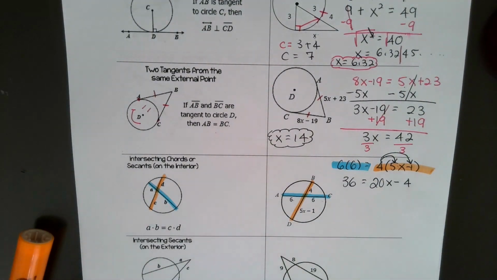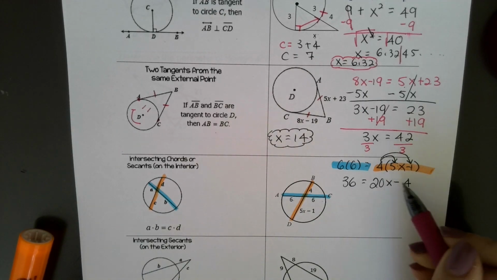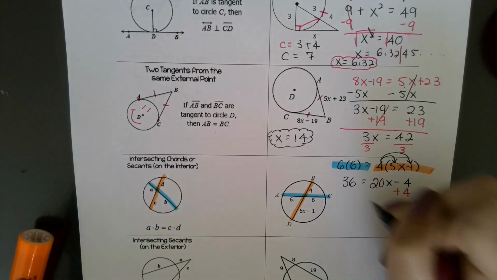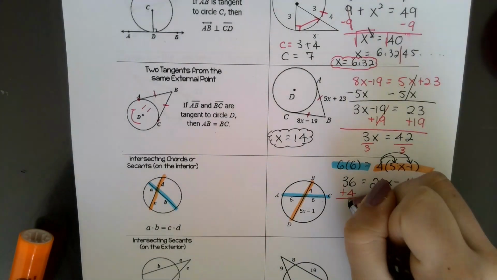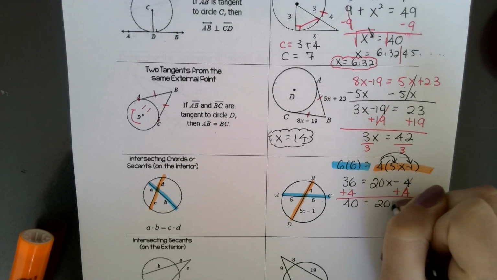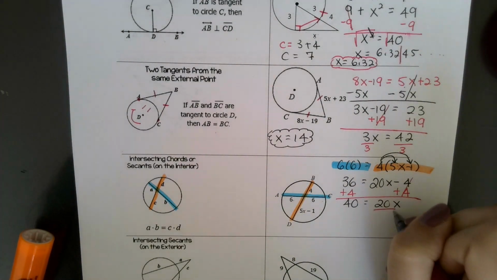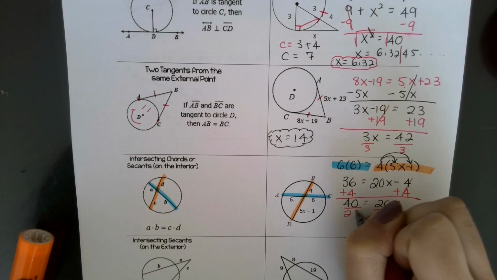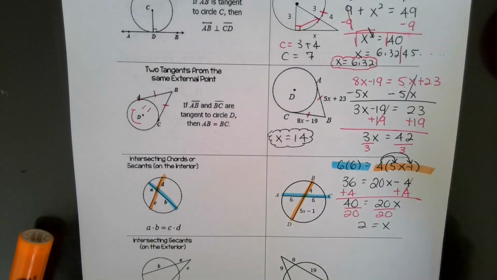And now, two-step equation, take care of what's adding or subtracting with your x. So that negative 4 is going to be a positive 4 on both sides. You'll get 40 equals 20x. And last step, you're going to divide by 20. So x is equal to 2.